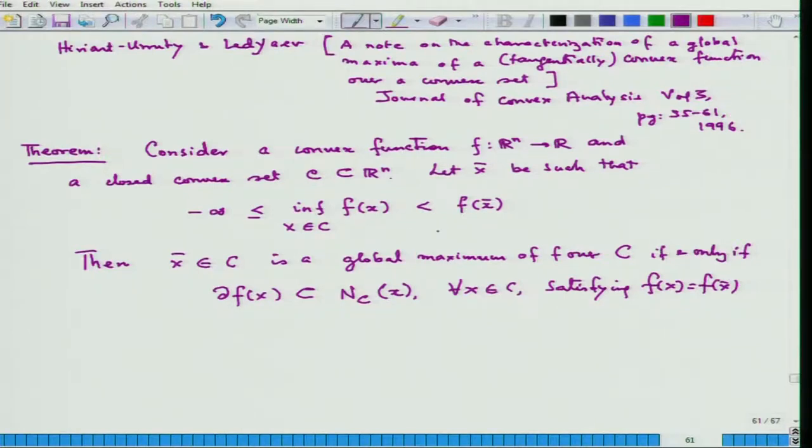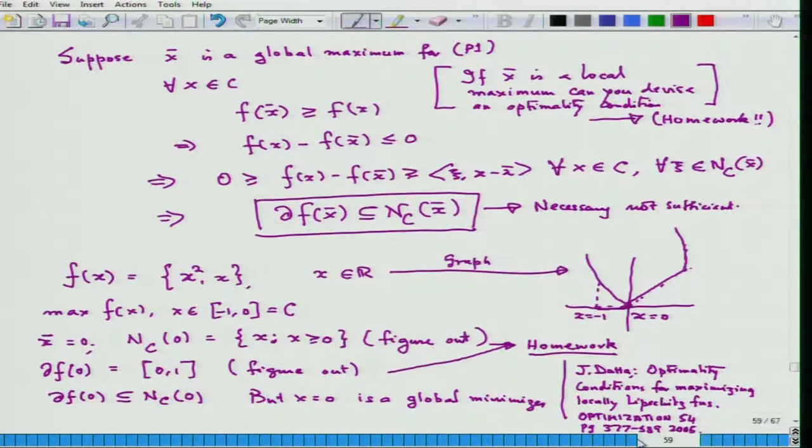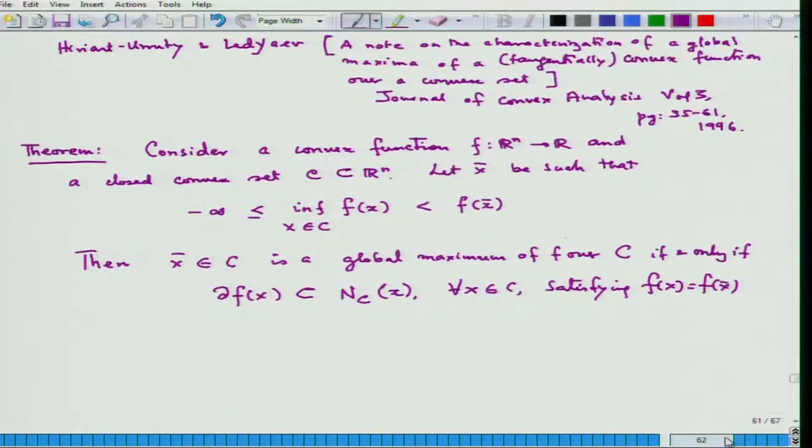Then if this condition is satisfied and x bar is the only point for which this is holding true, and there is no other x in C for which f(x) is equal to f(x bar), then also we will get x bar as a global maximizer. If you look back, you will try to see this condition that x equal to 0 does not satisfy this basic condition required. So, this is important, this condition is fundamental.